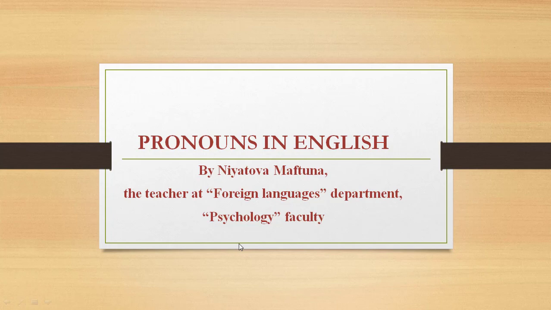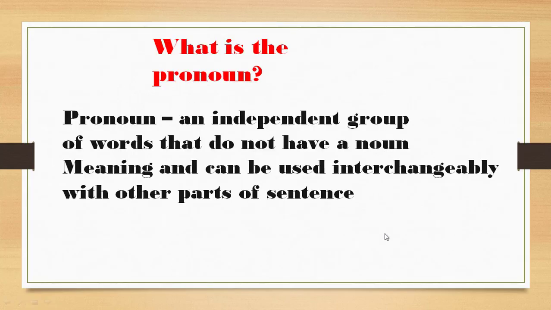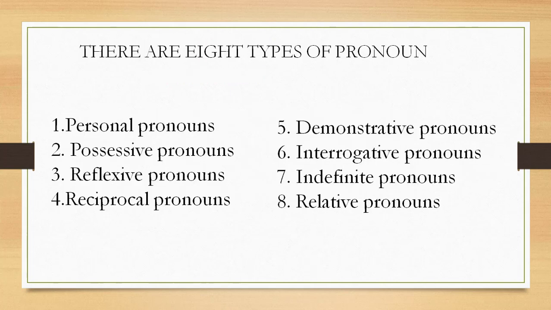What do you think? What is a pronoun? A pronoun is an independent group of words that don't have a noun meaning and form, and can be used interchangeably with other parts of a sentence. There are 8 types of pronoun. They are personal pronouns. The second one is possessive pronouns. The third one is reflexive pronouns. Next are reciprocal pronouns, demonstrative pronouns, interrogative, indefinite, and relative pronouns.